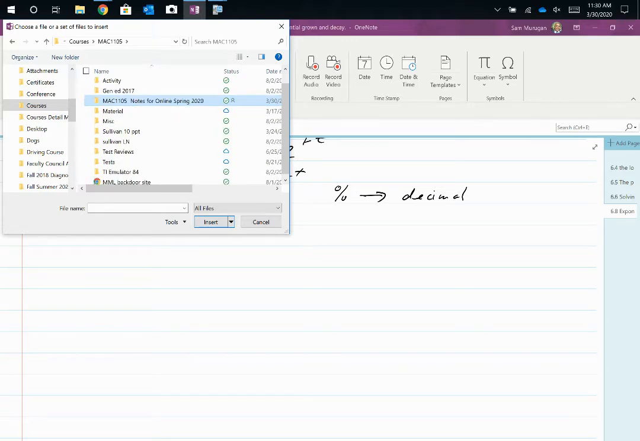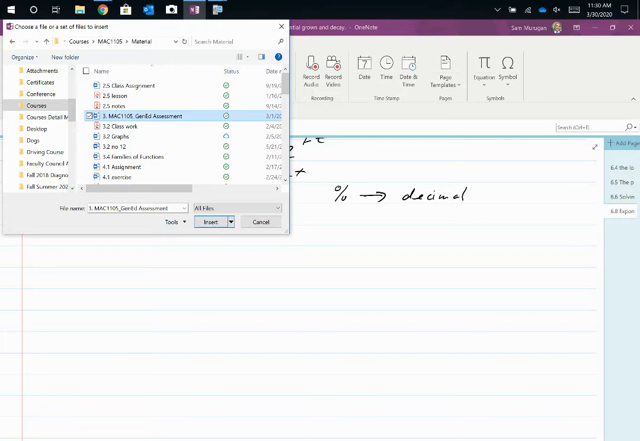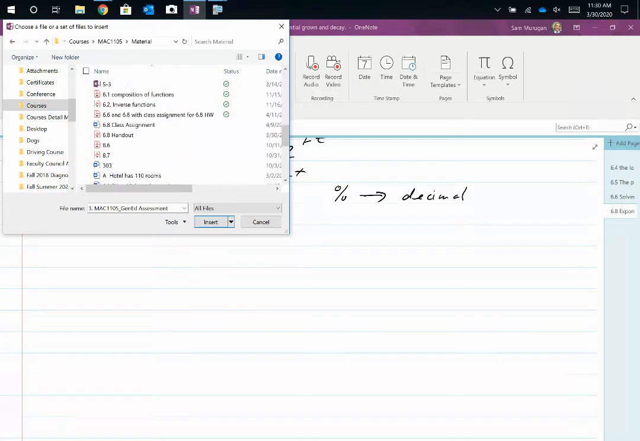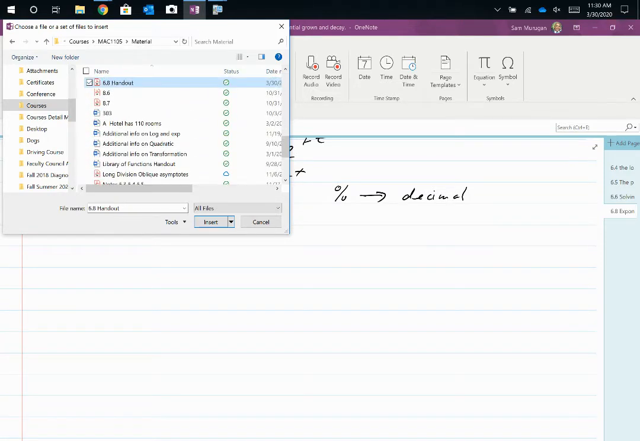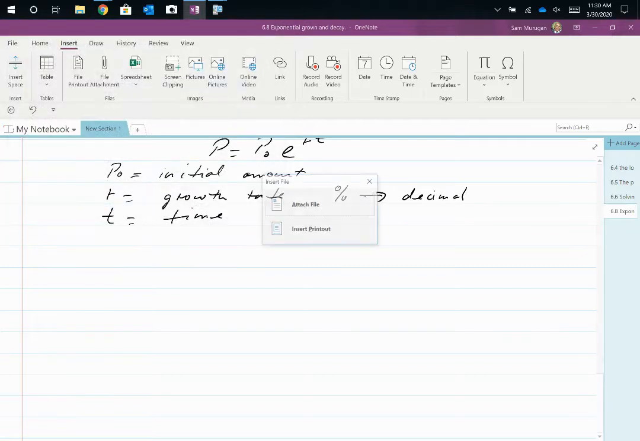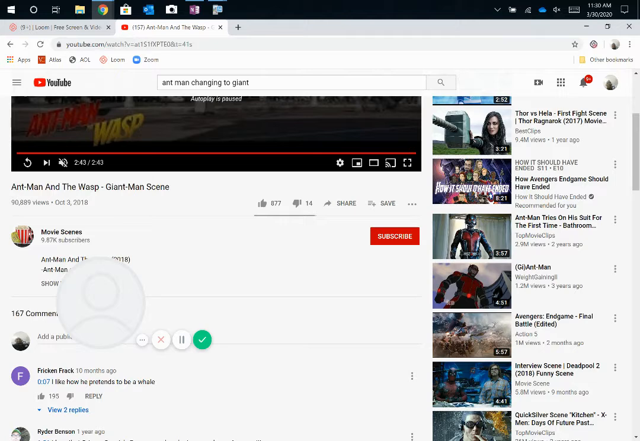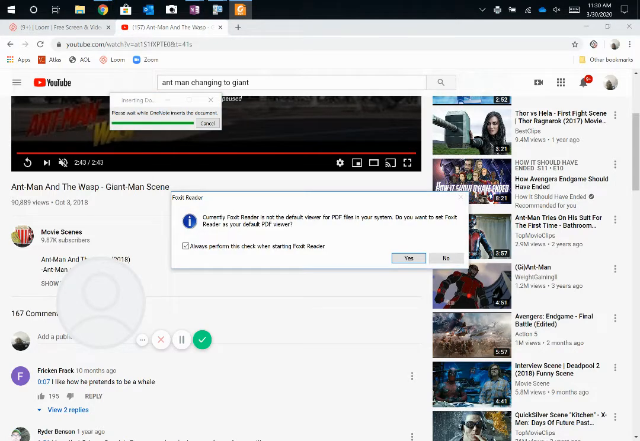I think it's in my material file. Okay, we're looking for the handout for 6.8. Here we go. And we're going to insert it as a printout and see what comes up here.